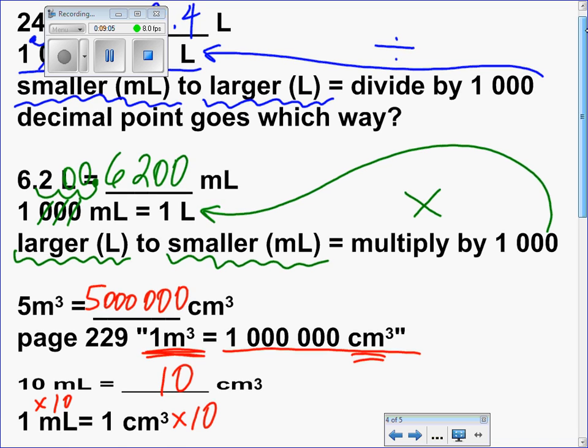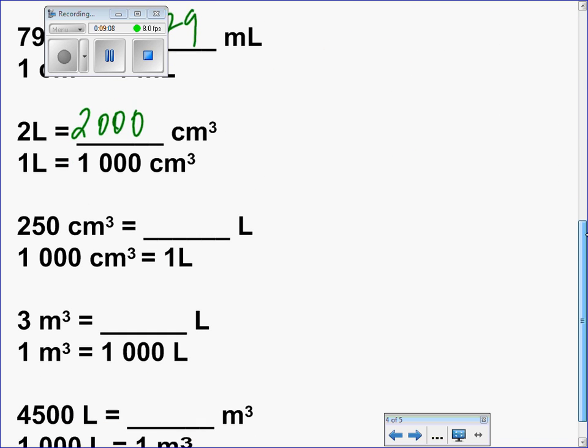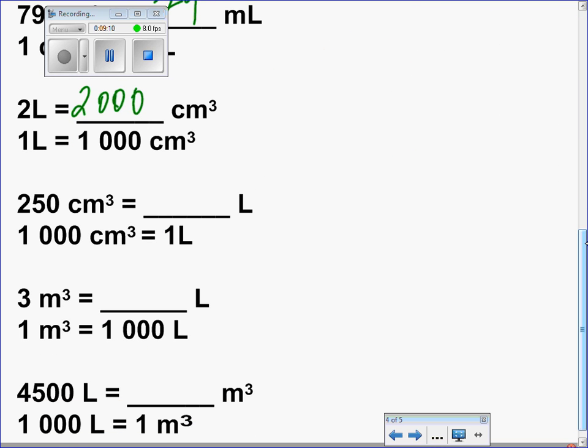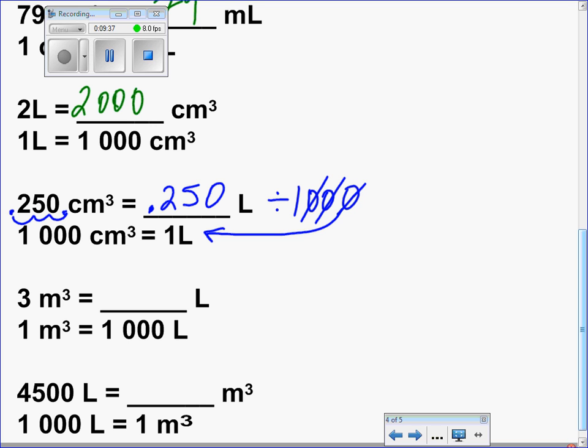I'm going to divide by 1,000. Why? Because there are 1,000 cubic centimeters in a liter. So I'm going to divide by 1, 2, 3. Divide, I go to the door. 1, 2, 3. So how many liters are in 250 cubic centimeters? Right, 0.25 or 0.250 if you wish.